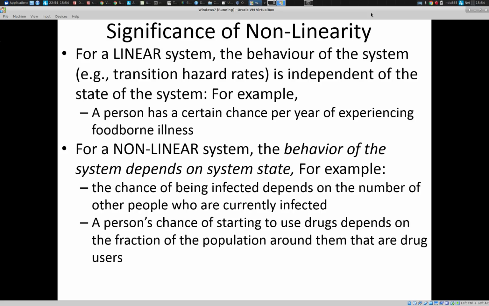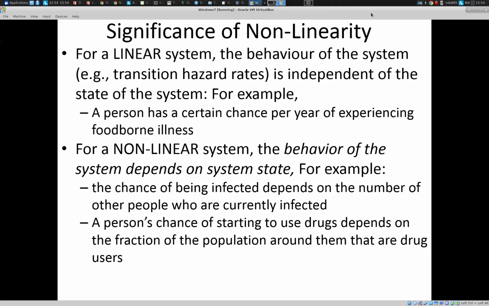In a linear system, you'll have transition likelihoods or flows whose rates, the hazard rate associated with them, are independent of the system state. You have the same exact chance of becoming a smoker regardless of how many other smokers there are. But once you start having a chance of becoming a smoker that depends on the number of smokers there are, or a chance of becoming infected by a disease in a way that depends on how many people already have the disease, you're dealing with a nonlinear system.